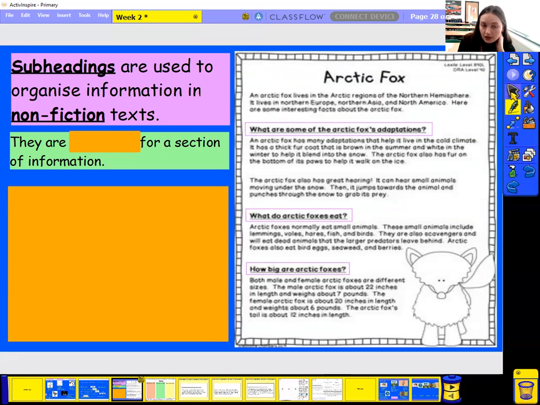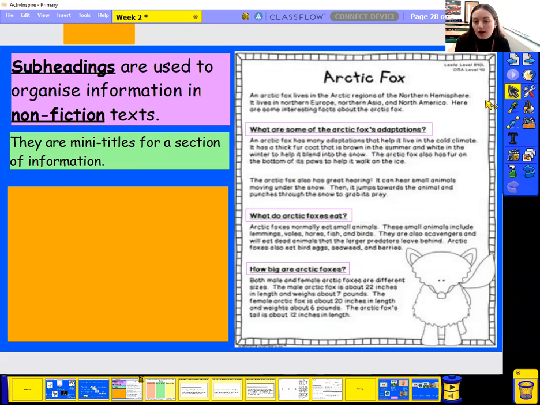So subheadings are used to organise information in a non-fiction text. They are a title for a section of information. I wonder, thinking back to when we did it in Sydney, Stella and the Moon, what did we say a subheading was like? We've got our title here at the top, that's a clue, and then we've got our subheadings. What are they like? They are like mini titles. Well done if you remember that. They tell us about the information in this paragraph so that we can quickly look through to see where we need to read to find out what we want to know.